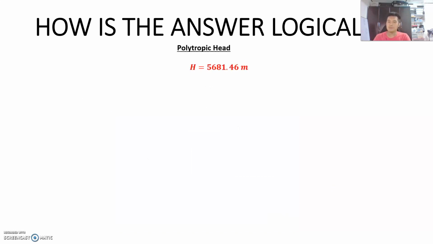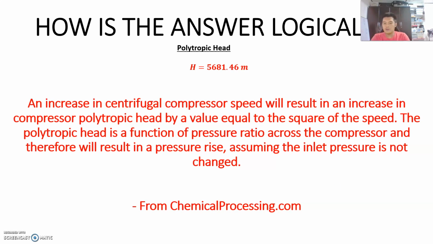But what about the polytropic head? How do we know if this polytropic head is a logical answer or not? Well, a simple definition for polytropic head can be found from chemicalprocessing.com. It states here that an increase in centrifugal compressor speed will result in an increase in compressor polytropic head by a value equal to the square of the speed. The polytropic head is a function of pressure ratio across the compressor and therefore will result in a pressure rise, assuming the inlet pressure is not changed. Might be hard to understand, but in simpler terms, the higher the pressure, the higher the head.